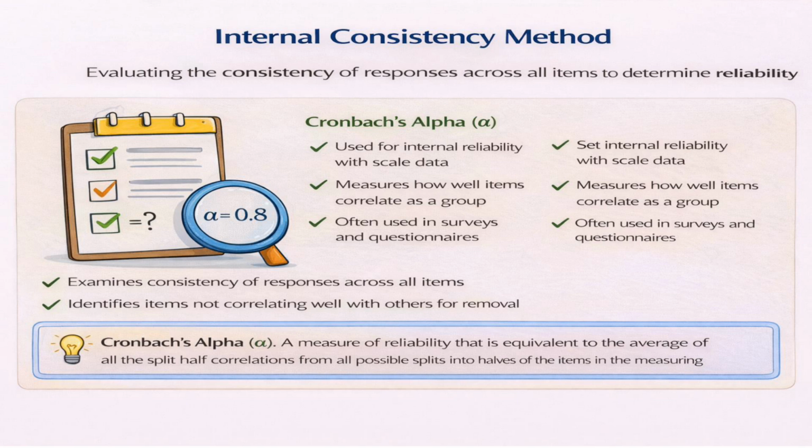This slide introduces one of the most widely used reliability methods in research, the internal consistency method, measured primarily using Cronbach's alpha. If you are working with questionnaires, surveys, or attitude scales, this is the reliability test you will use most often. Let's begin with the idea at the top of the slide.